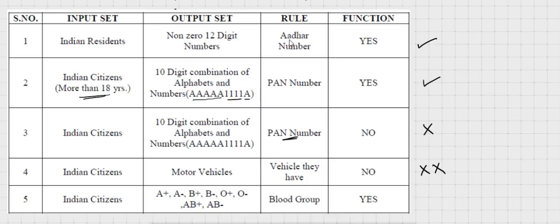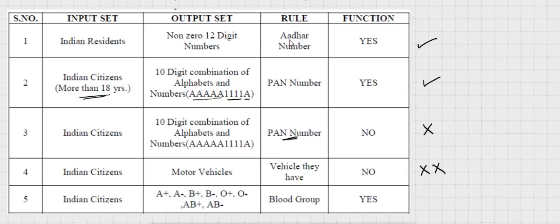Now come to the last example. We can see many examples like this. We can define many rules, and we can frame the input set and the output set, and we can check whether it is mathematically a function or not. I am just taking only 5. We can take any numerous examples, that's not a problem, right?